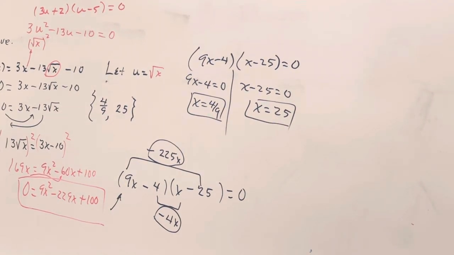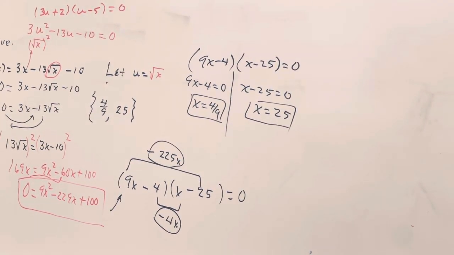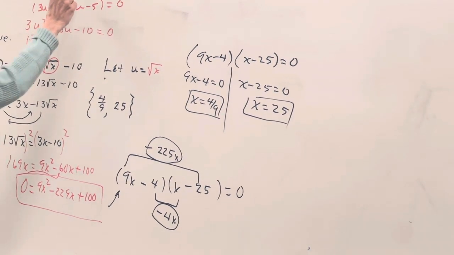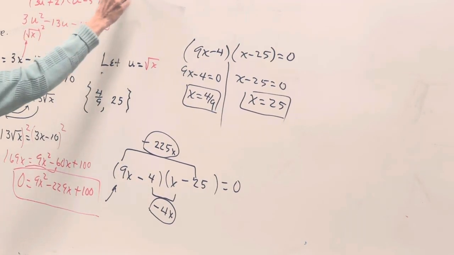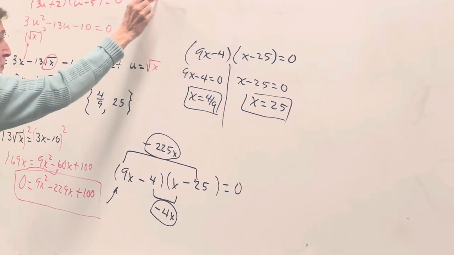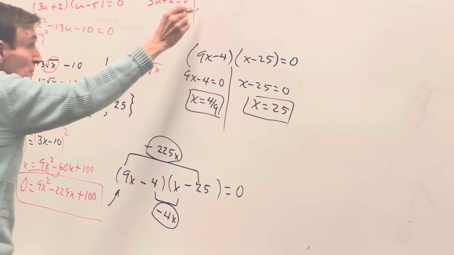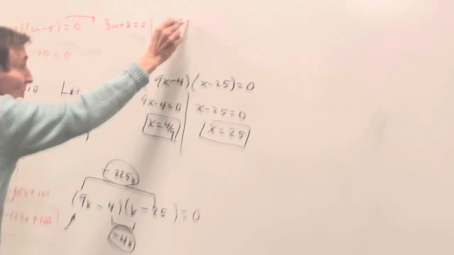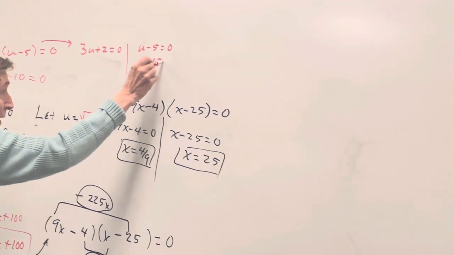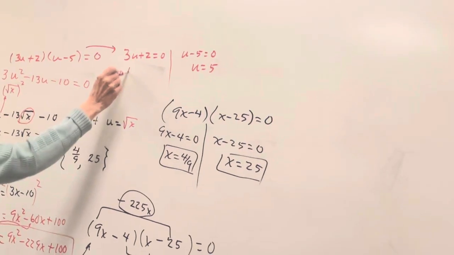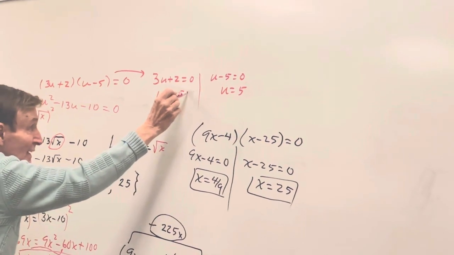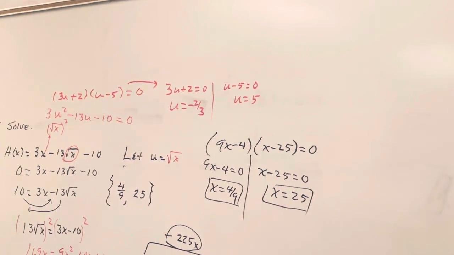You guys agree with the factors? Is it a factor? And then over here, this is u. So you got 3u plus 2 equal to 0. And u subtract 5 is equal to 0. I'm going to get the easy one out of the way. This one, of course, if you solve it, is a negative 2/3. Woo!